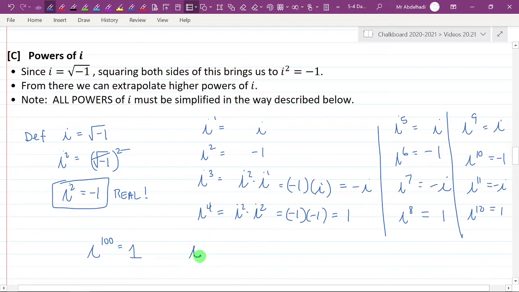And let's say you had i to the 101st power. Well, the 100 part of it is going to be a 1, like we said here, but then you have that i to the 1, which is just this. Anyway, just a little information on how to deal with higher powers of i. You always want to simplify your powers. I'll talk about this more as we go along.